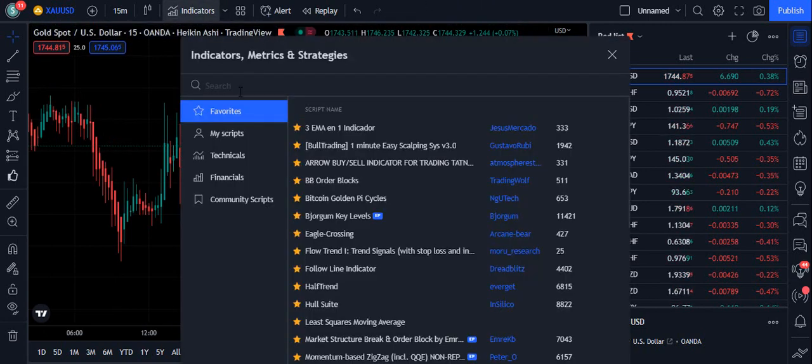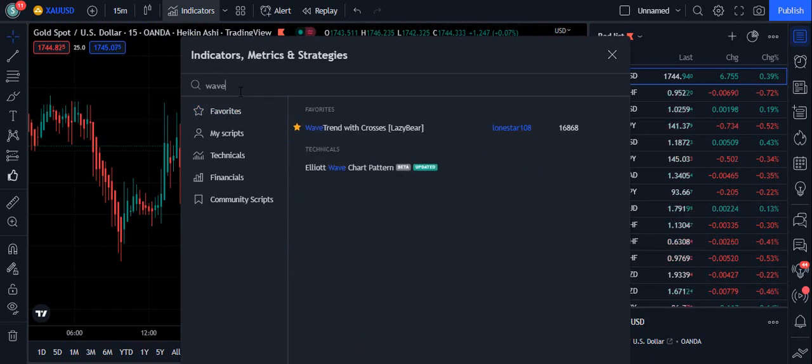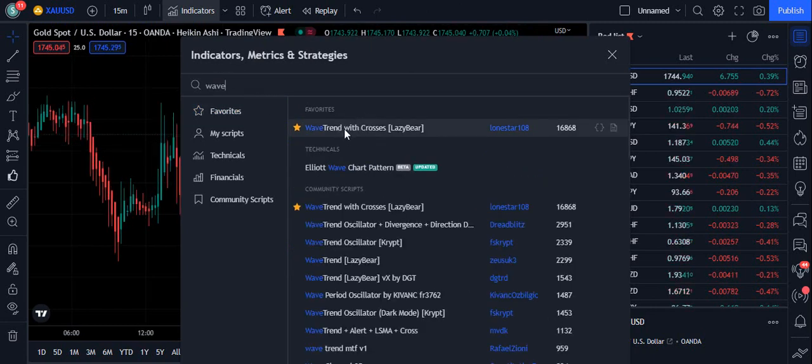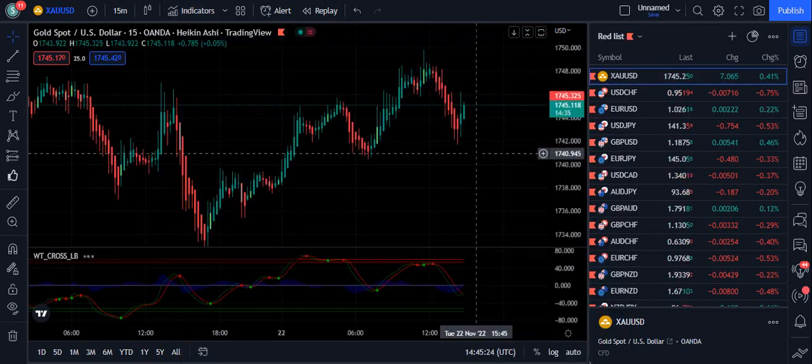Now let's move towards the strategy, which is very simple, and definitely this is going to make you $500 a day in a very easy way. So we are going to use the indicator that is called wave trend with crosses. And please note that this is Lazy Bear wave trend with crosses, and the name of the author is Lone Star 108. And look at the popularity of this indicator, that 16,868 traders are using this indicator due to the benefit of its accuracy.